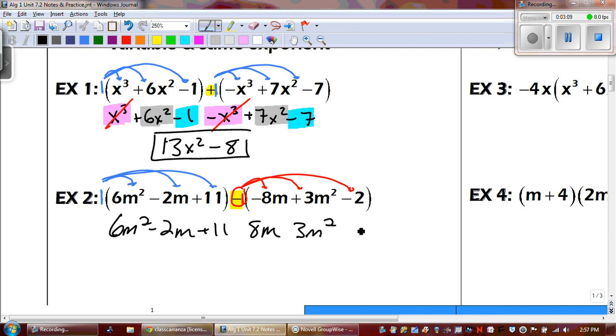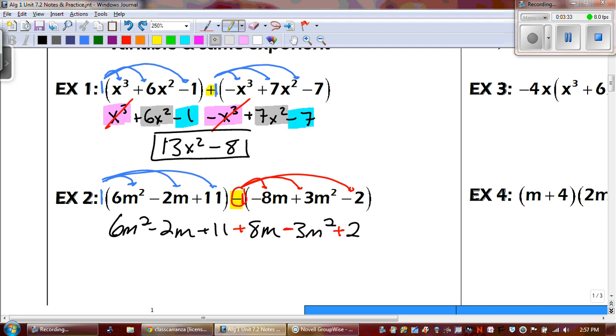Now, when we distribute the negative, our terms stay the same, but the signs don't. So this was a -8. A negative times a negative is a positive. A negative times a positive is a negative, and a negative times a negative is a positive. So the signs inside those parentheses change, and then after we're done with that, we don't worry about that sign anymore. Okay, that kind of goes away.